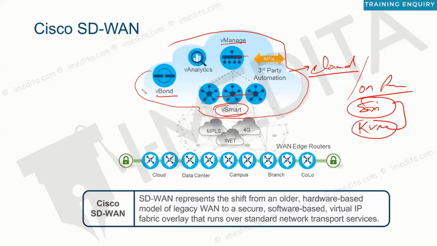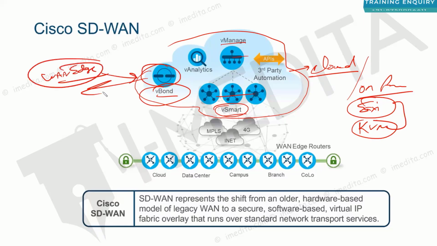However, this is not a true statement for the vBond. Why? Because vBond is not a different component. It's a WAN edge router itself. So whenever you deploy a vBond, you pick a WAN edge router and you make it a vBond. So vBond is not a separate component. It's a vEdge itself, a WAN edge router itself.